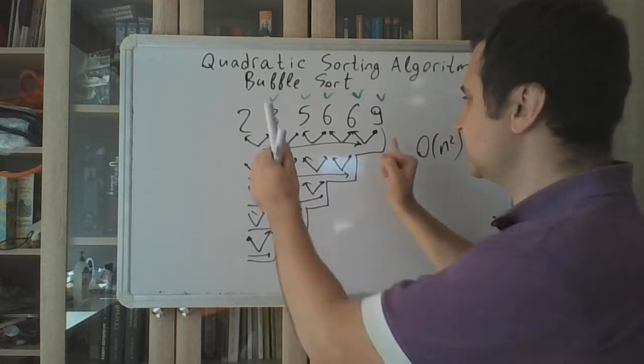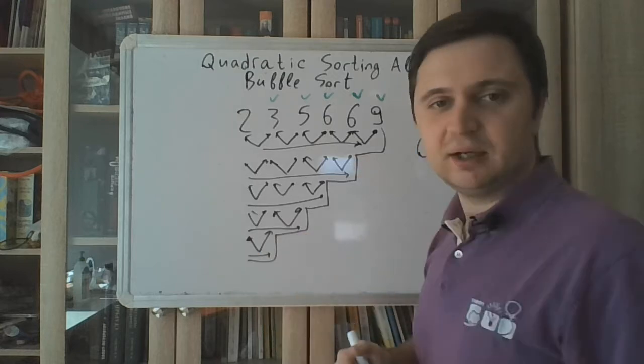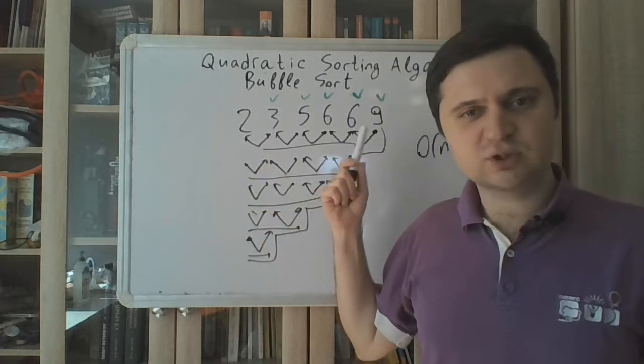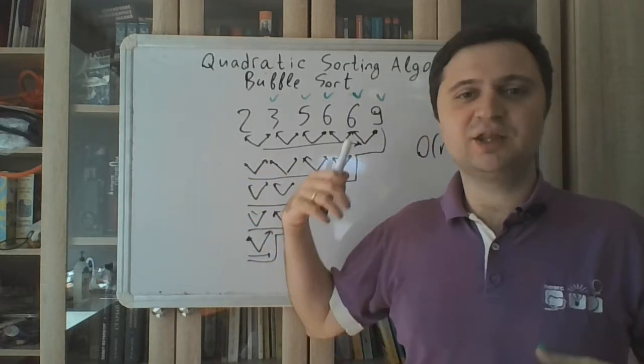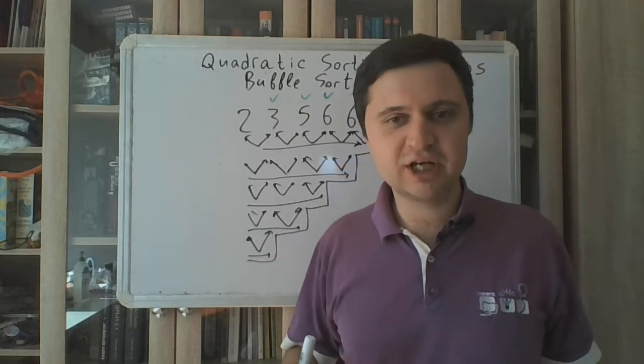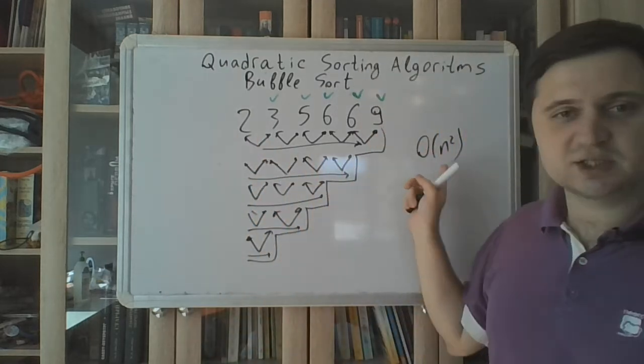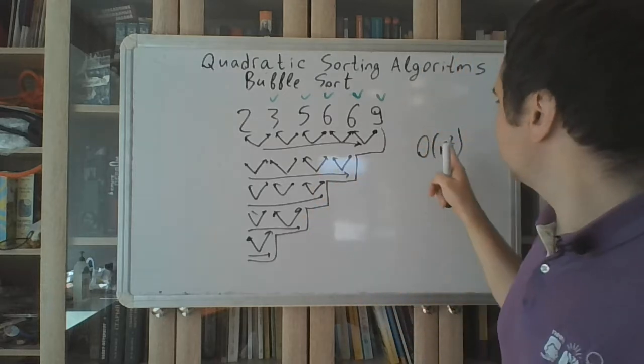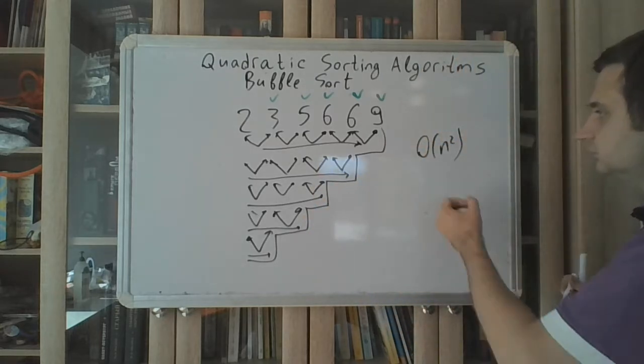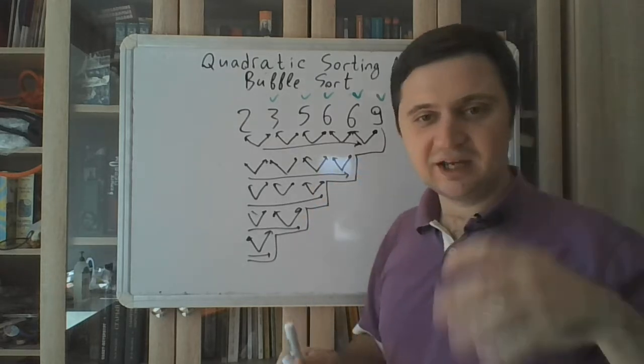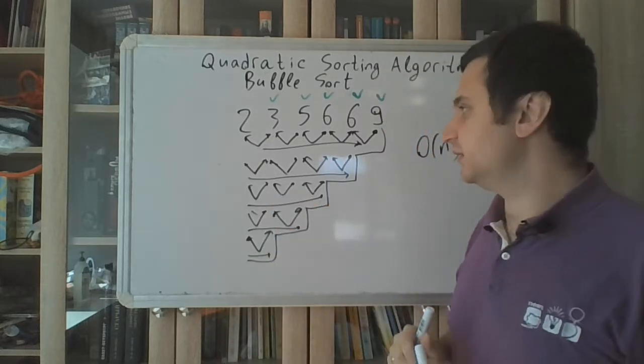Or you can formally sum up these numbers of swaps, of comparisons, and receive the sum of an arithmetic progression, and once again receive this asymptotic formula. So this works in quadratic time, and we have yet another sorting algorithm.